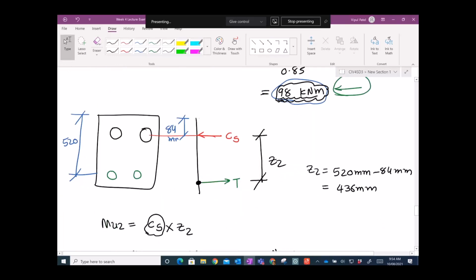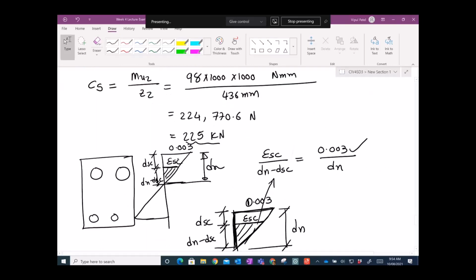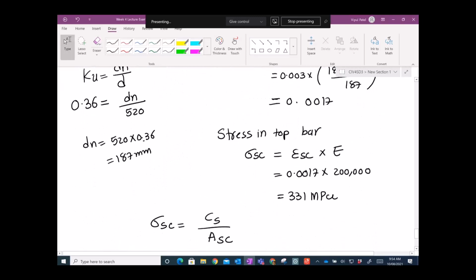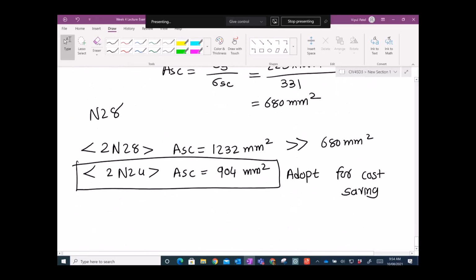Now if you take a 98 and just do the force times distance, you calculate the force, then you calculate the stress from the strain, and then you calculate the area, that's 680. Then you will find that okay, 2 bars is enough for 28, which has 130, which is quite large, so we just end up using 2 N24 bars. So I hope you understand that so far.